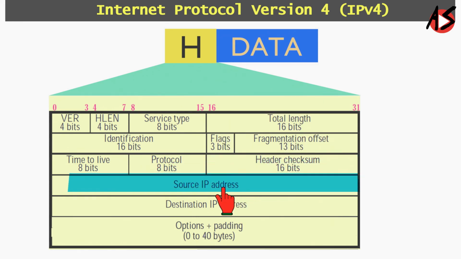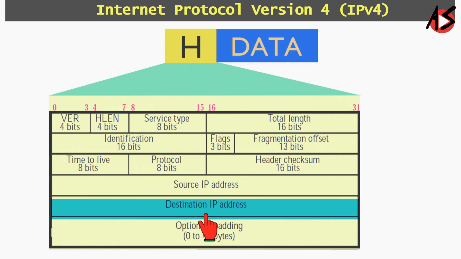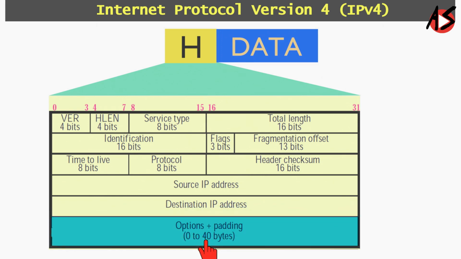The next 32 bits define the IP address of the source. After that, the next 32 bits define the IP address of the destination. These two fields must remain unchanged during the time the IP datagram travels from the source to the destination host. Next, up to 40 bytes may be used for optional information such as source route, record route, etc. These are normally used by the network administrator to check whether a path is working or not.